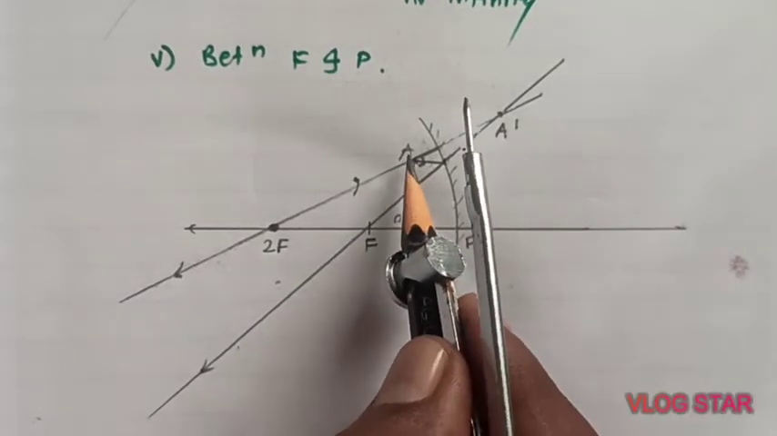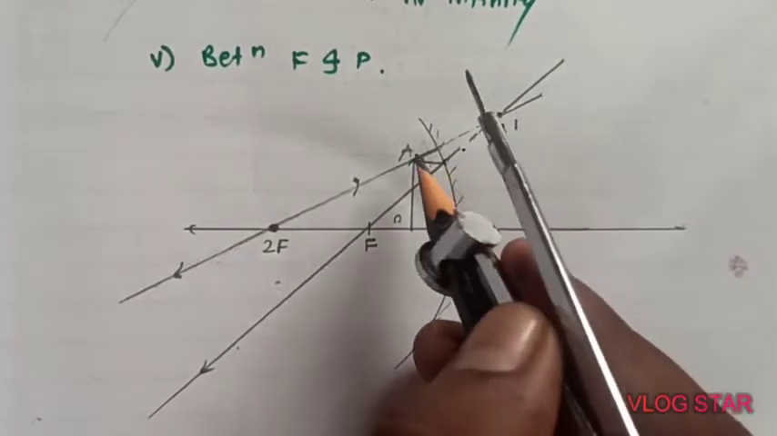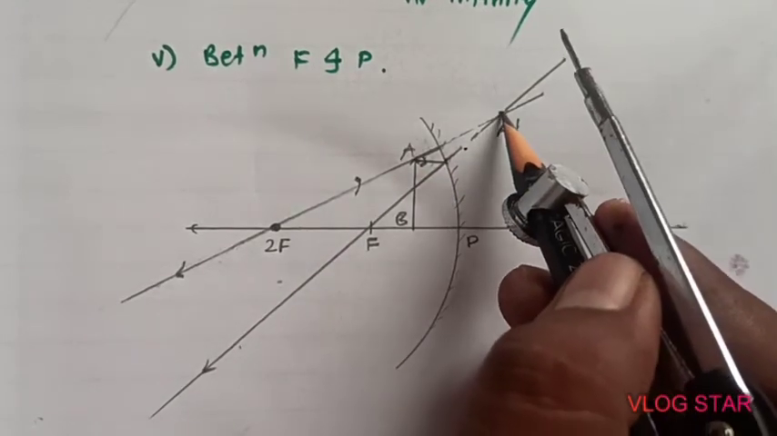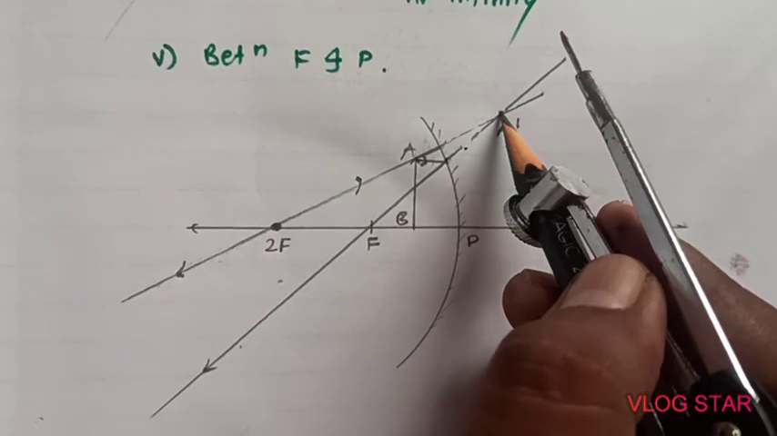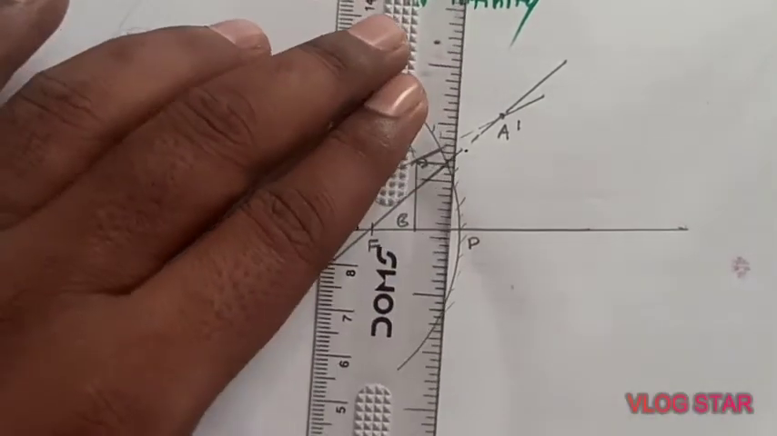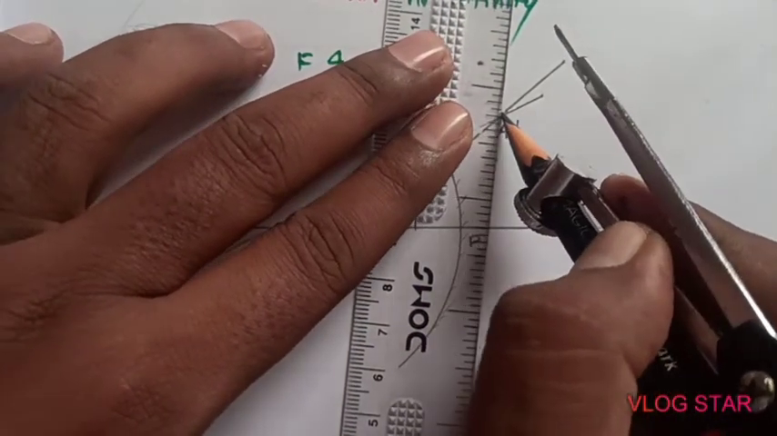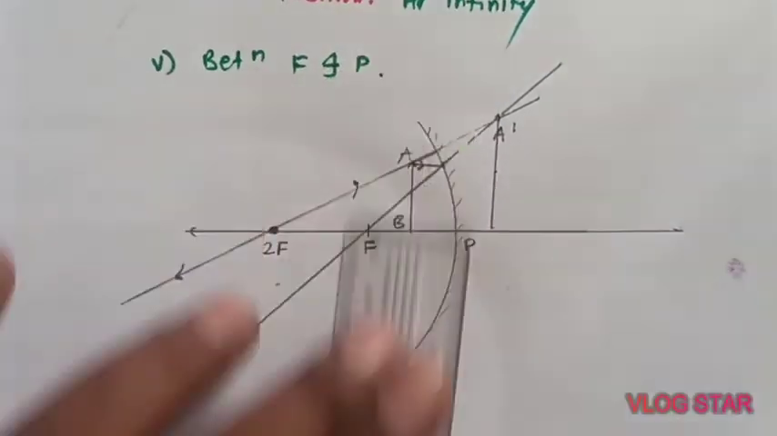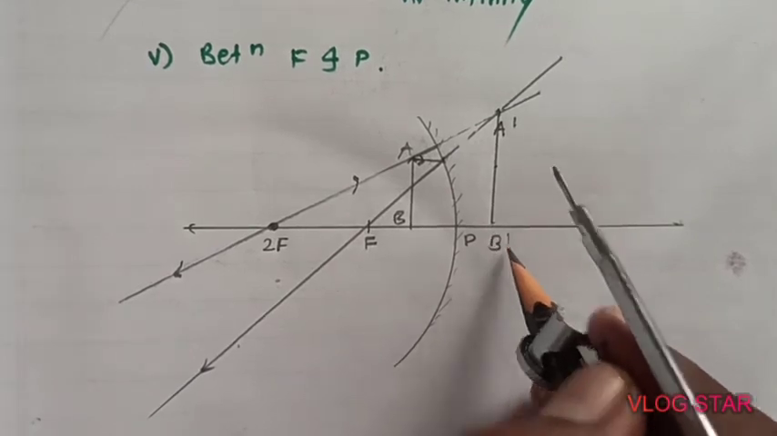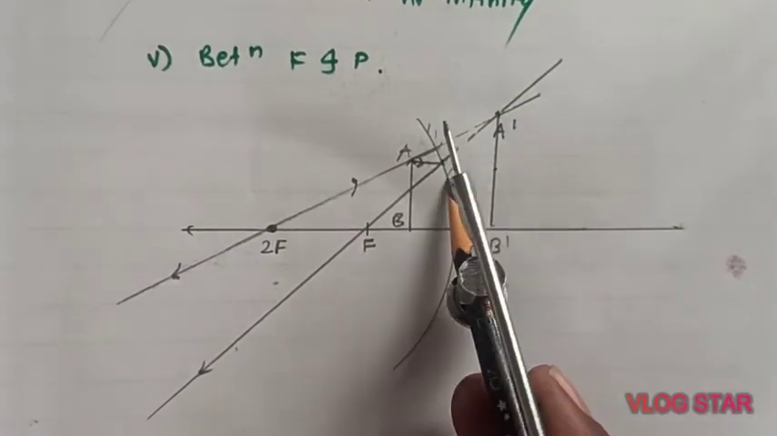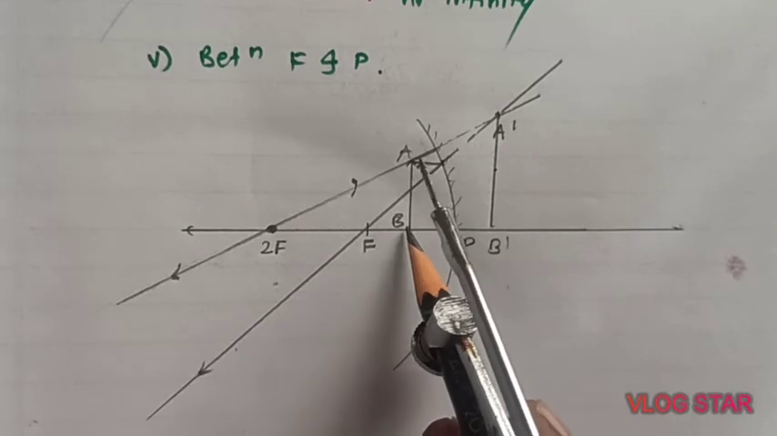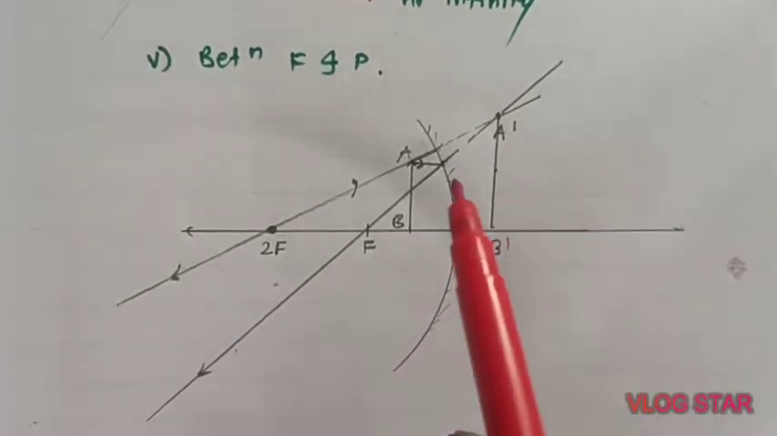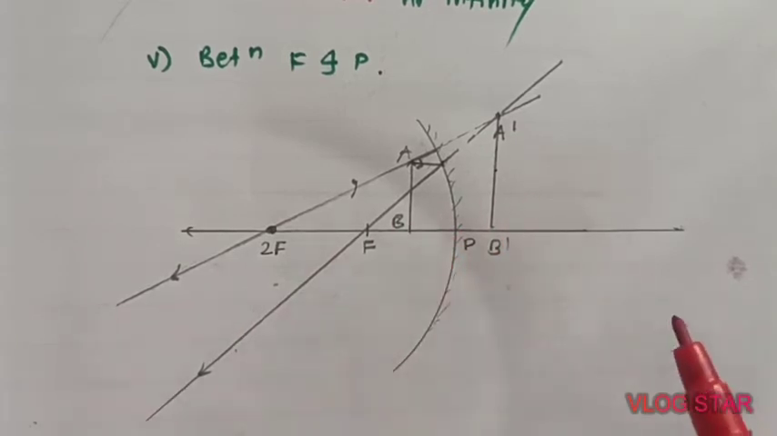So the image of A of object AB, whose A point is here, is behind the concave mirror, at A dash. If I draw a perpendicular from A dash to the principal axis, I get the entire image. So here would be B dash. So where is the image formed? It is behind the mirror. This is the only case where we got the image behind the mirror. Otherwise, normally in all cases we got the image in front of the mirror.